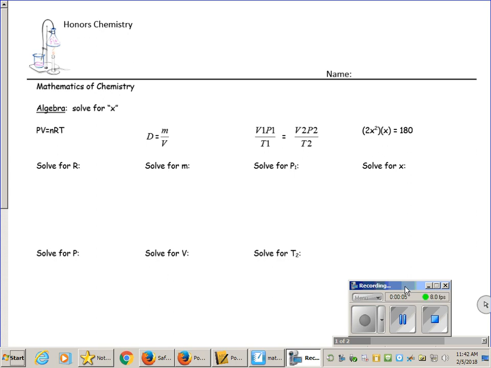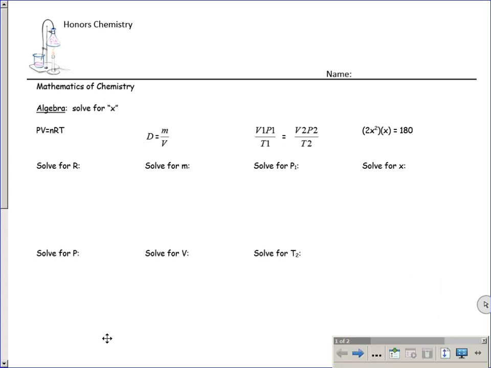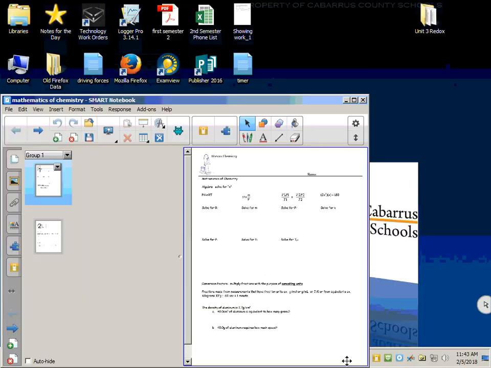This is a quick recording about the general types of mathematics that we use in chemistry class. What I'd like to do first is see where your algebra skills are. If we look at the problems that I have listed here in the notes, this is stuff I expect you to come in already knowing how to do and to do it consistently correctly. So take a few minutes, pause the recording, and solve these problems for the variable that they're asking you to solve for.